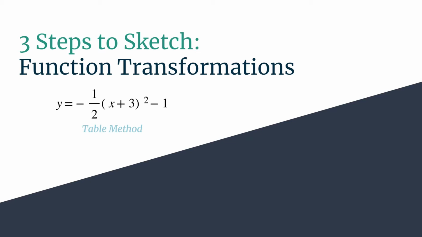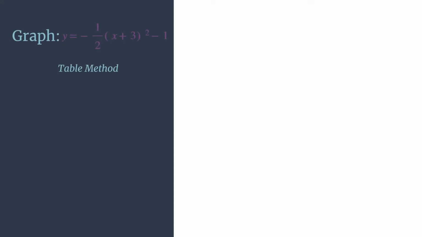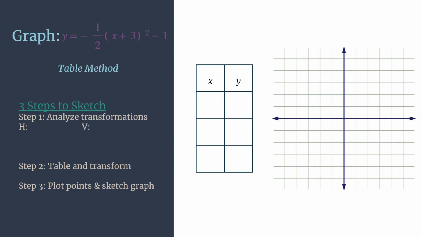Keep in mind there are so many different ways that you could graph a quadratic function, but particularly in this video, we're looking at how we do this as a transformation of the parent function, y equals x squared. All right, so here's our reminder of our equation, and here is our outline for 3 steps to sketch. We will first start by analyzing the transformations. And remember, these are transformations on the parent function, y equals x squared.